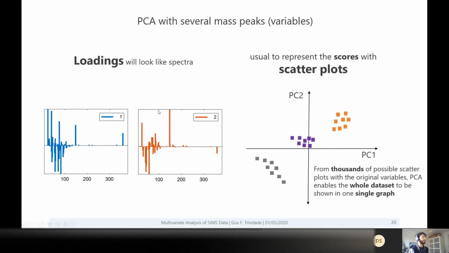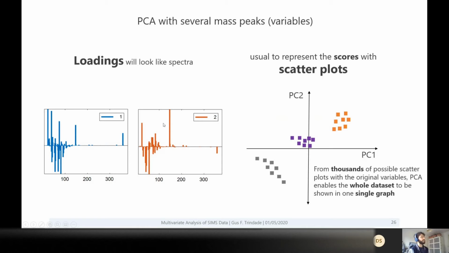And it's quite common when you have several variables to represent scores with scatter plots. So you plot PC1 against PC2, similar to what we did for I1 and I2 original variables. Now we do it with the principal components, and that's quite useful to group sets of observations. So here you can see the advantage. We have thousands of peaks, so we could do scatter plots of everyone against each other.